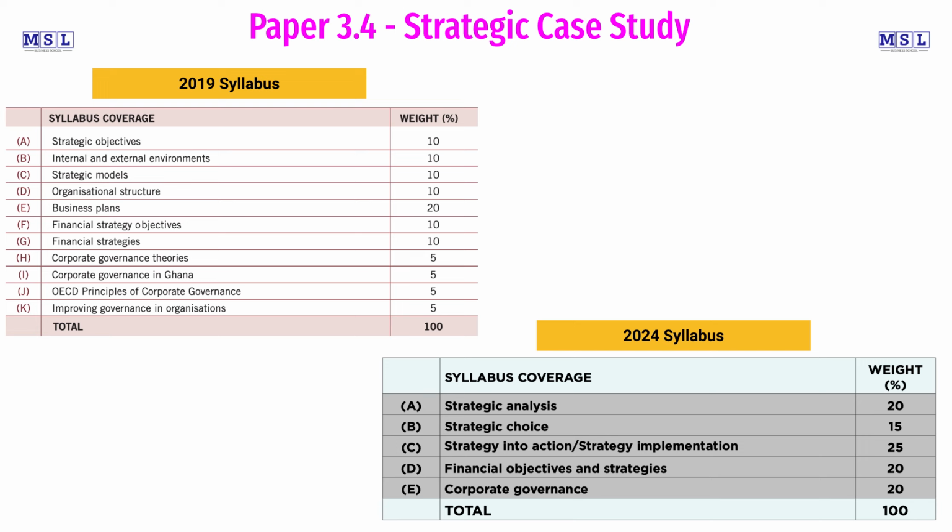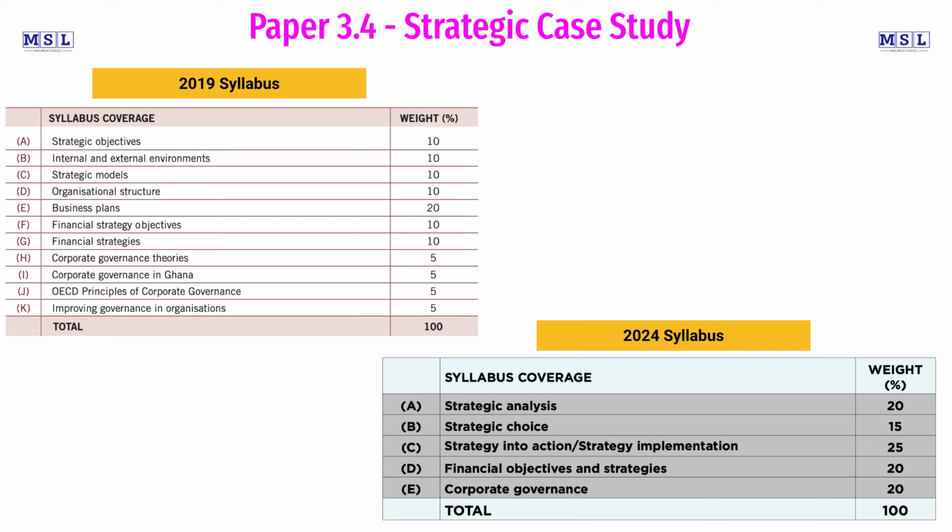Strategic case study, not much is changing, to be fair, right? At first glance, the 2019 syllabus looks very different in terms of the topics. You can see we had a more detailed breakdown. For example, strategic objectives, 10 marks, internal, external environment, 10 marks, detailed. What the 2024 syllabus has done is it has lumped the topics into thematic areas. So syllabus area A, strategic analysis, will be for 20 marks. Area B, strategic choice, 15 marks. Area C, strategy into action or strategy implementation, 25 marks. Area D, financial objectives, 20 marks.